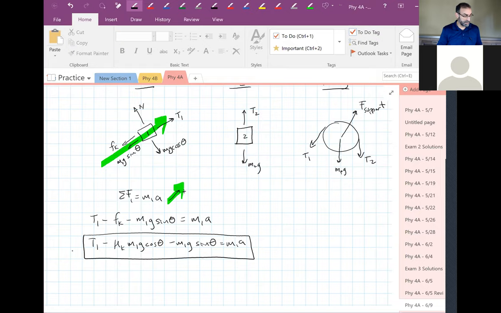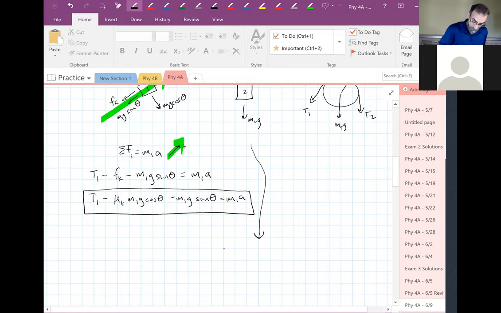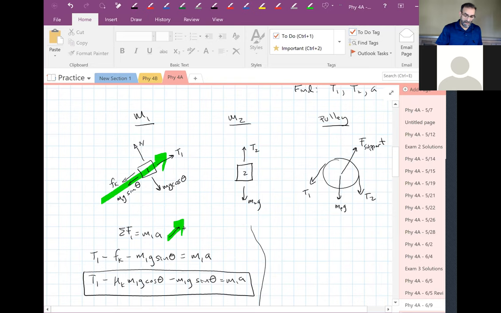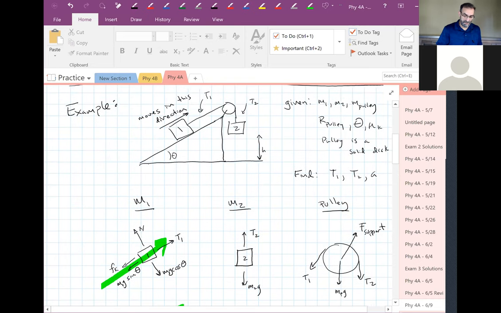I'll keep looking. I'll go to mass two. I say the sum of the forces on two is m2 times the acceleration. What direction do I choose as my positive direction for two? Down.